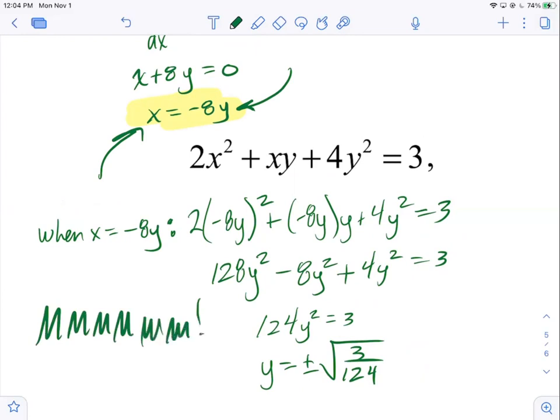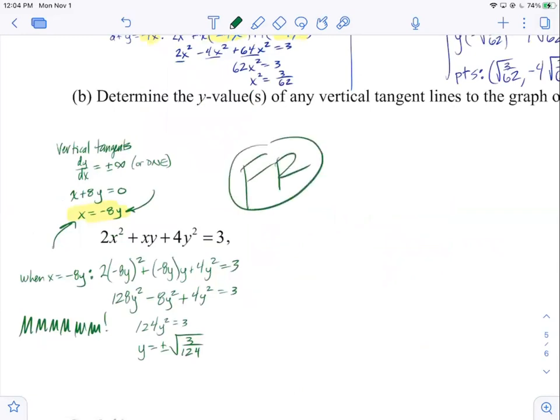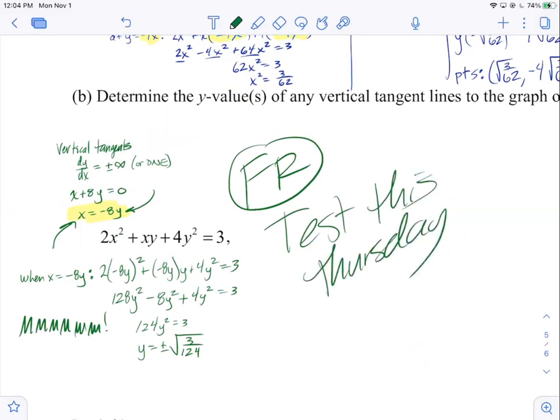Yeah, I mean, this makes a really good free response question. By the way, you have a test this Thursday. It's over everything, in class. It'll be 2.1 through this section, 2.6.